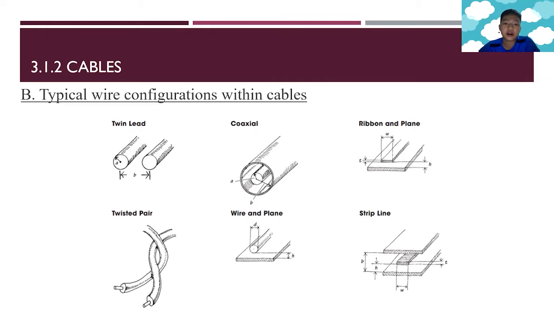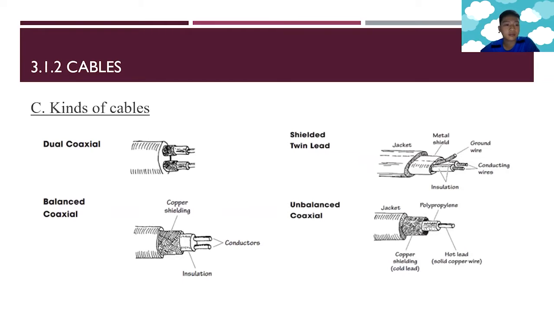The next is the wire and flame and strip lines. We'll talk about the other kinds of cable. Dual coaxial has two wires and is covered around. The next is the shielded twin lead.